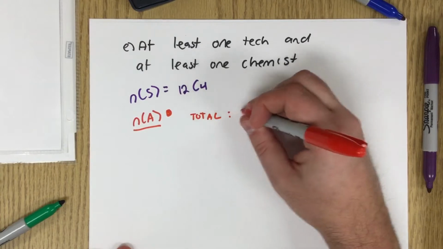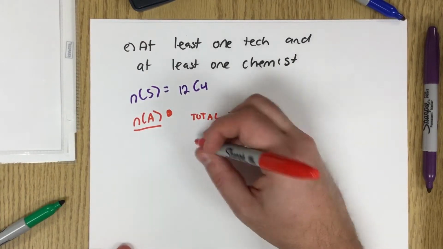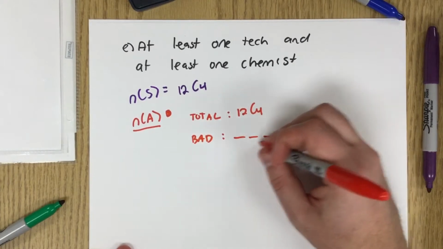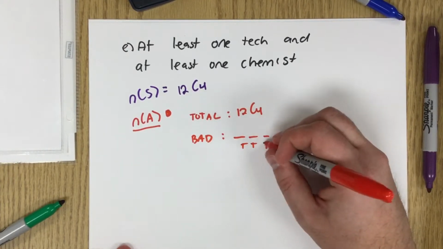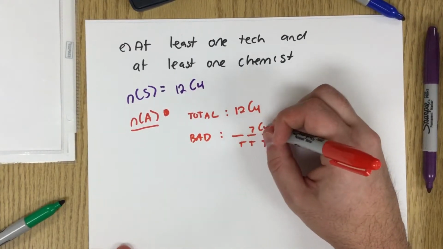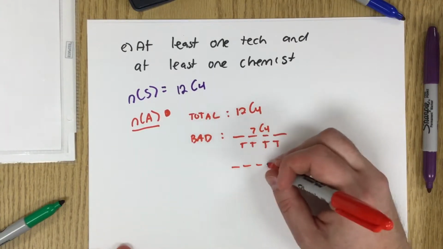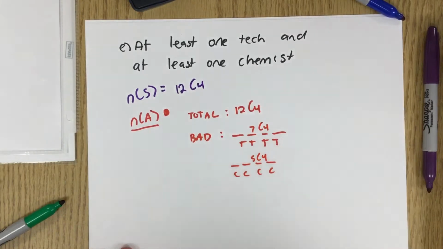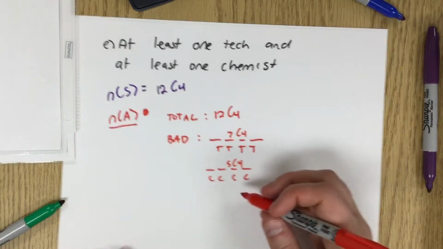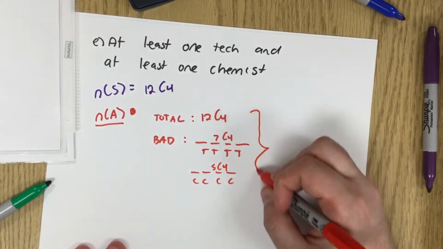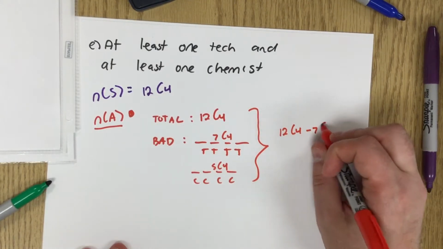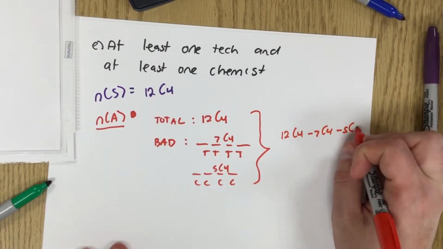So the NA, the total is going to be our 12 choose 4. And the bad cases would be all techs, which would be 7 choose 4. And all chemists would also be bad, which would be 5 choose 4. So the NA overall, putting all those together, is 12 choose 4 minus 7 choose 4 minus 5 choose 4.